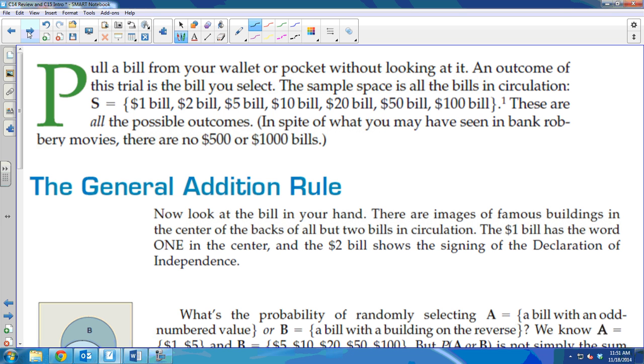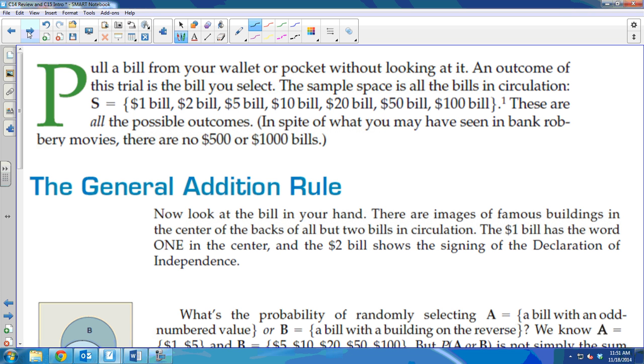It starts off by saying, if you pull a bill from your wallet or pocket without looking at it, an outcome of this trial is the bill you select. Yes? So this sample space is all the bills in circulation. And so there's a $1 bill and a $2 bill and a 5 and a 10 and a 20 and a 50 and a 100. So those are the possible bills you might have in your wallet right now.